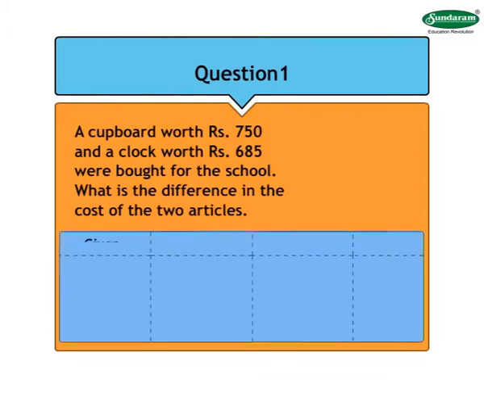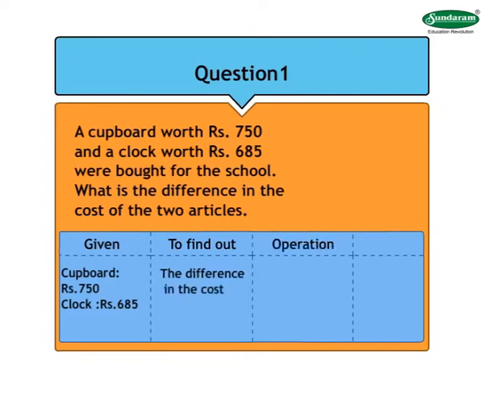Answer. Step 1. It is given that the cost of a cupboard is rupees 750 and the cost of a clock is rupees 685. Step 2. To find out the difference in the cost of the two articles. Step 3. Since we have to find the difference, the operation involved is subtraction. Step 4. Since the cost of cupboard is more, first we will write 750. Below that we will write 685. Now, subtract both the numbers. We get the difference as rupees 65. Thus, the difference between the cost of the cupboard and the clock is rupees 65.